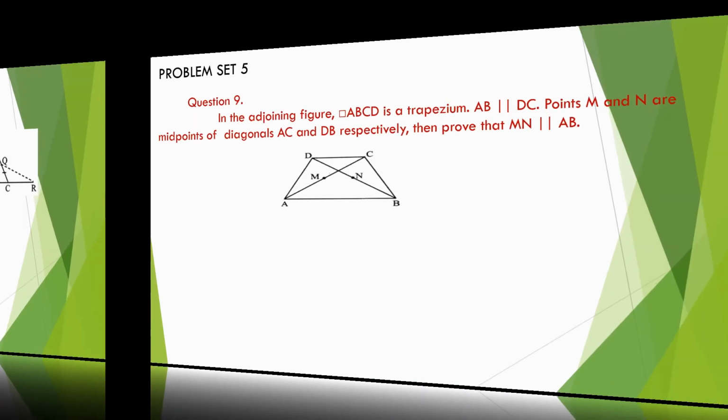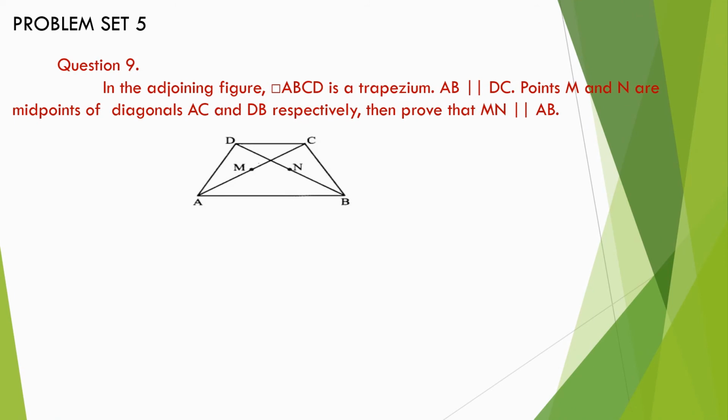Question number 9. In the adjoining figure, quadrilateral ABCD is a trapezium and AB parallel to DC and points M and N are midpoints of diagonals AC and DB respectively. Then prove that MN parallel to AB. Here ABCD is a trapezium is given and AB parallel to DC and points M and N are the midpoints of the two diagonals AC and DB. And in this question we have to prove that MN parallel to AB.